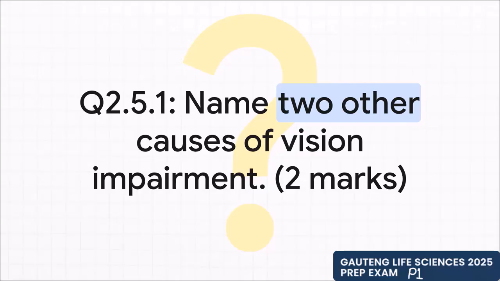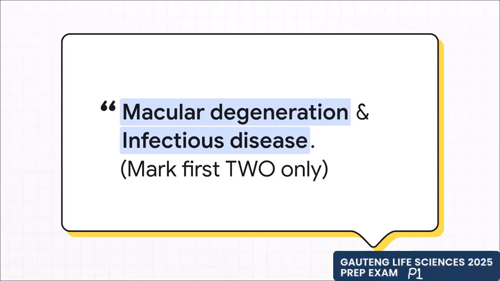Question 2.5.1 asks you to name 2 of the leading causes of blindness and vision impairment other than short-sightedness. This is a classic 2-mark question that's really just testing if you read the provided text carefully. So the perfect answer is to just pull any 2 from the list given in your exam paper. Things like macular degeneration or infectious disease. But listen up, this is a huge exam tip. See that little note, mark first 2 only? That means if you write down 3 or 4 answers, they are only going to look at the first 2. So don't just write a list. Pick your best 2, write them down, and move on.